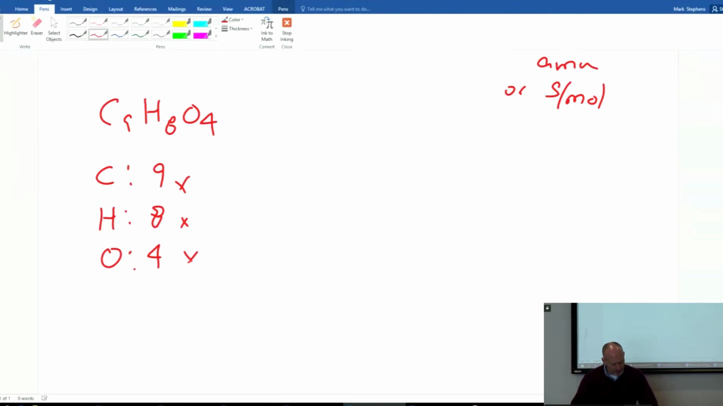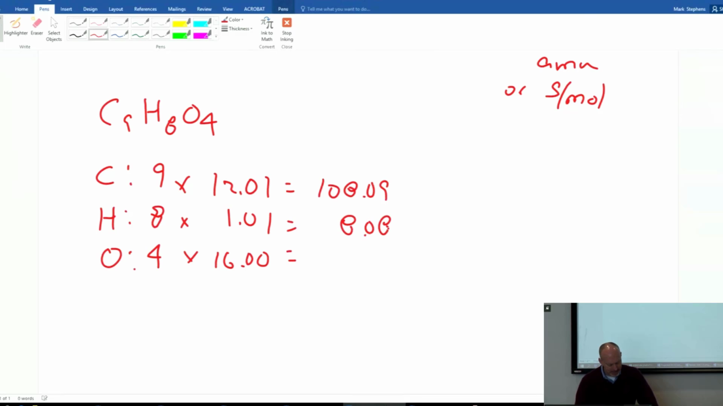And for my carbon number, I'm looking at 12.01. For hydrogen, 1.01. Again, extracting to 2 decimal places is good enough. And for oxygen, I'm looking at 16.05. Multiplying those across, I get 108.09, 8.08, and 64.